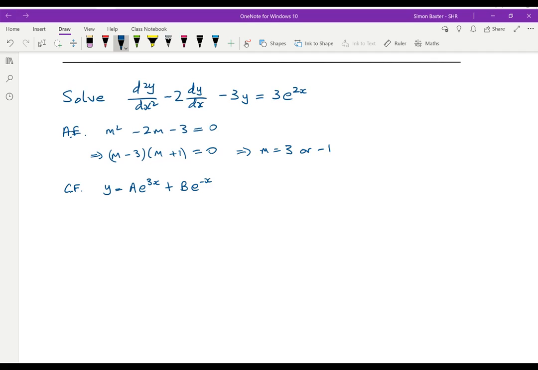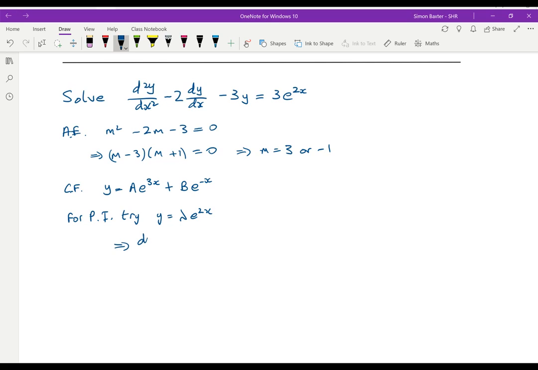Now, for the particular integral, we are going to try y equals... well, let's just have a look at it. Our function up here is e to the 2x. We should be trying lambda e to the 2x, unless e to the 2x appears in the expression here, in the complementary function. It doesn't, so we can go ahead with the easy bit, just use lambda e to the 2x.